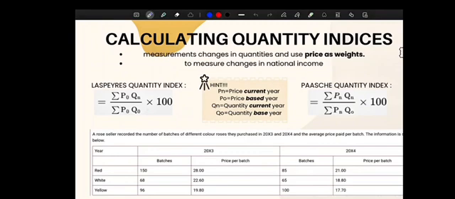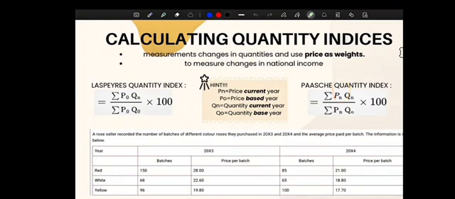Okay, so the formula is sum of POQN over sum of POQO, times 100. In order for you to remember this short form, it's actually sum of price base year times quantity current year over sum of price base year times quantity base year. So it's actually POQN over POQO. O stands for base year, meanwhile N stands for current year. Okay, so we will move on to the Paasche quantity index.